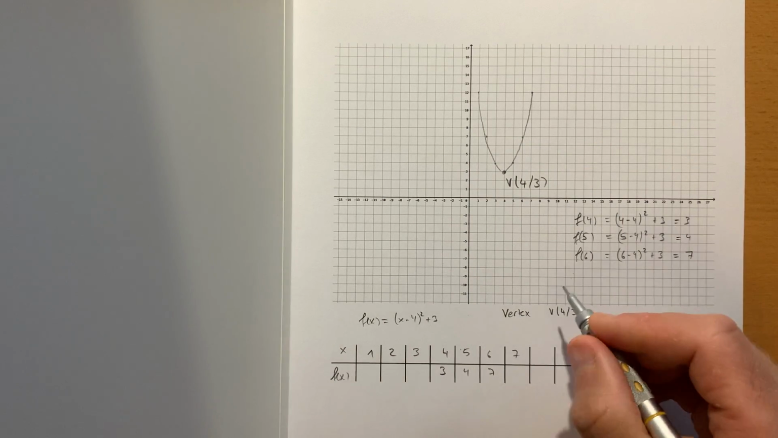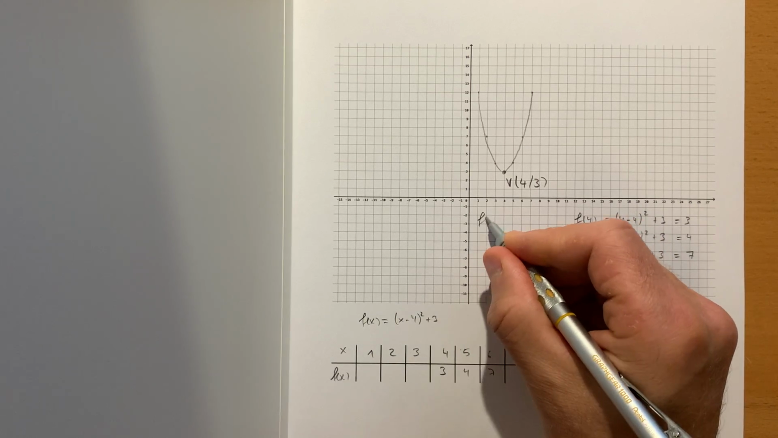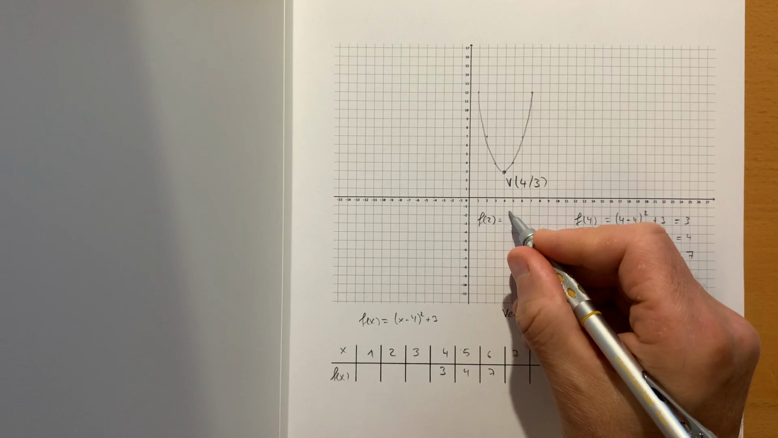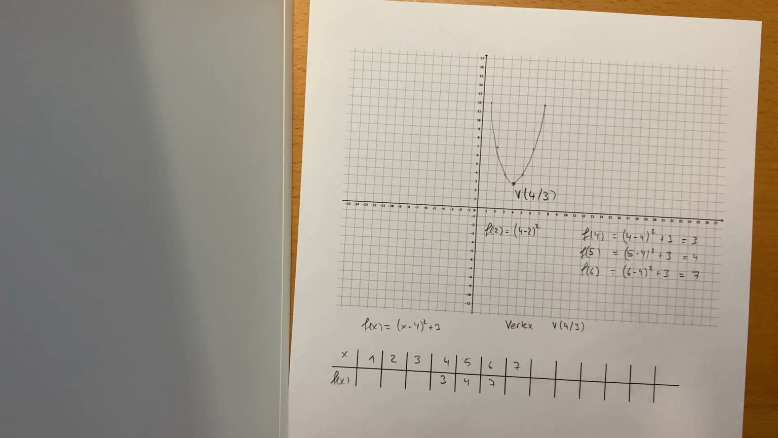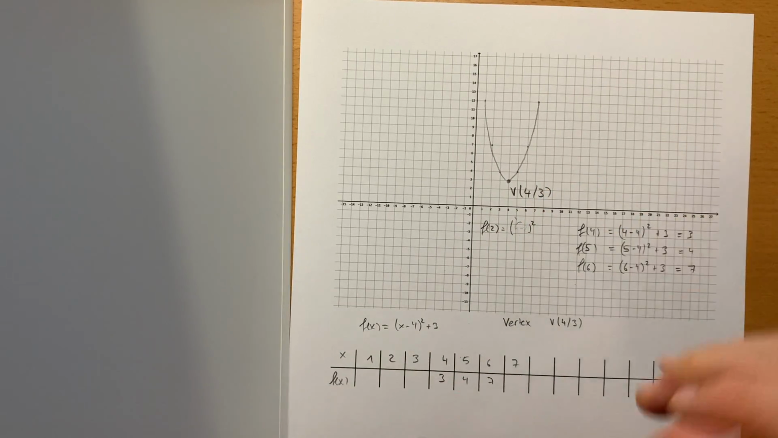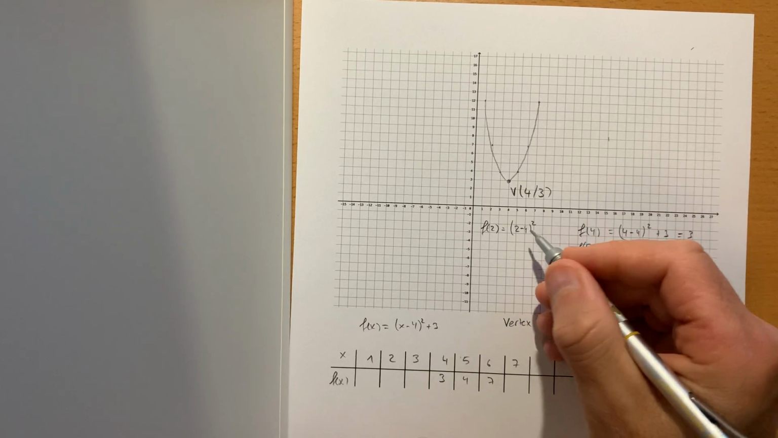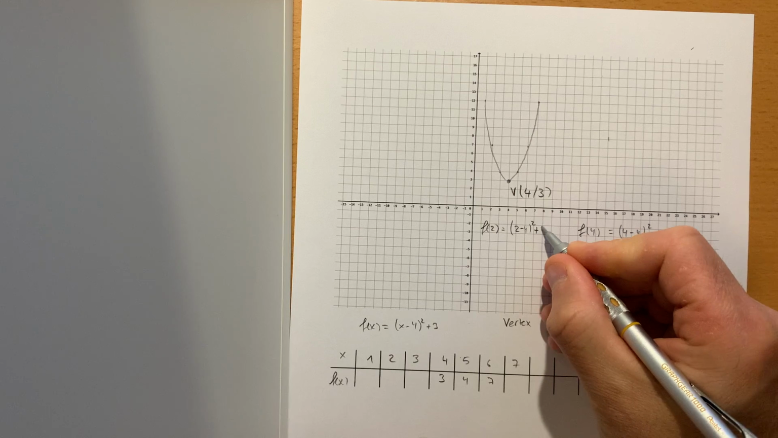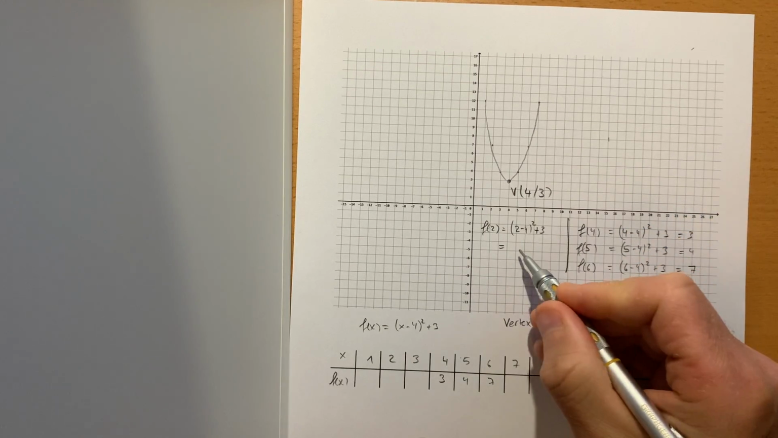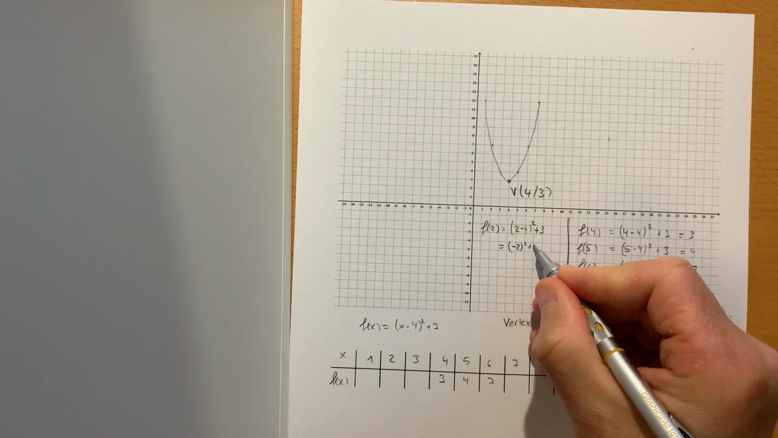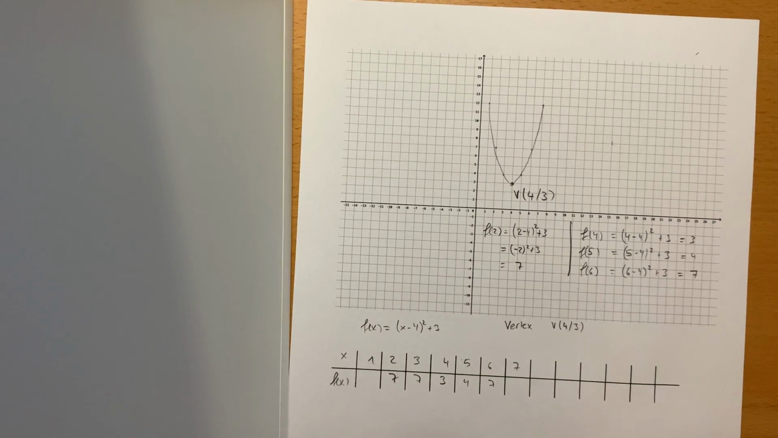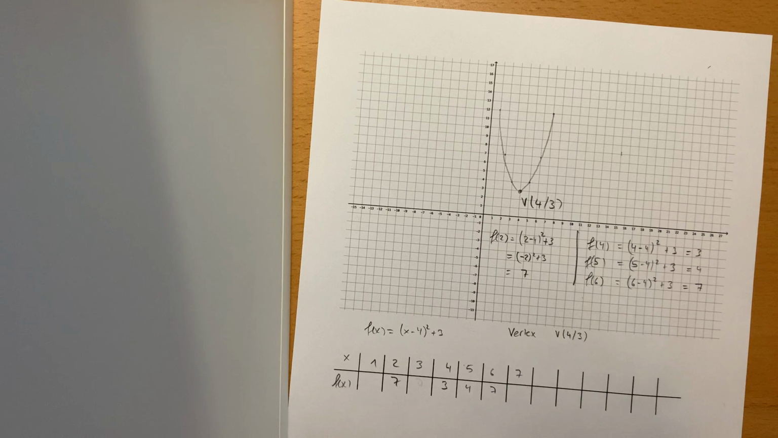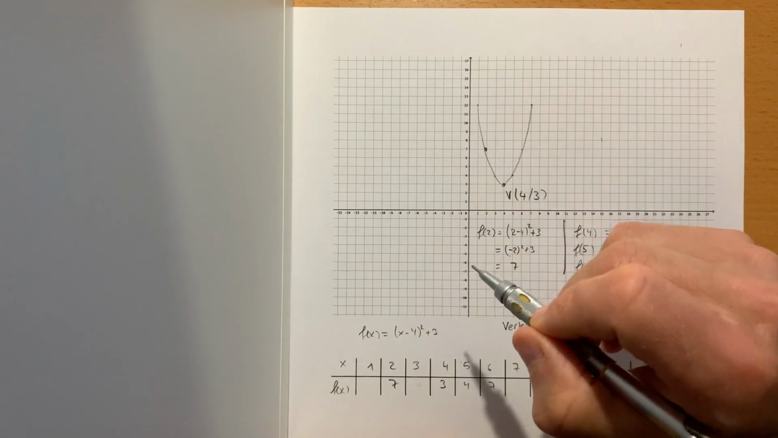Let's do, for example, 2, f of 2. So it's 4 minus 2 squared. No, 2 minus 4 squared, I'm sorry. (2 minus 4) squared plus 3, and that is equal to (minus 2) squared plus 3. So it's 4 plus 3, it's 7 as well. Here, 7. You see, at 2, it goes through 7. Here we go.